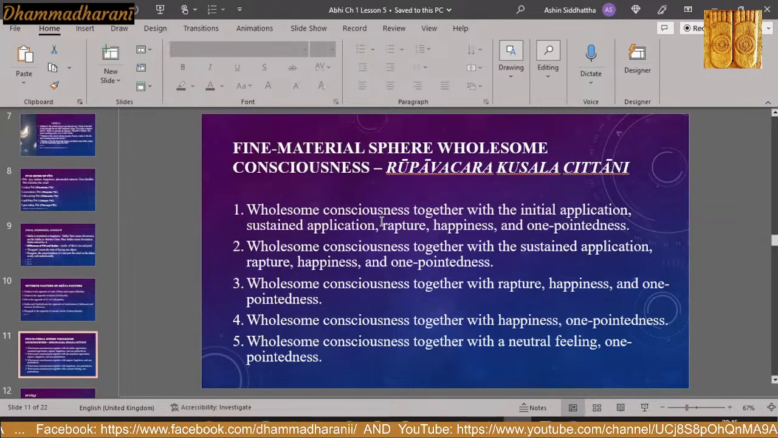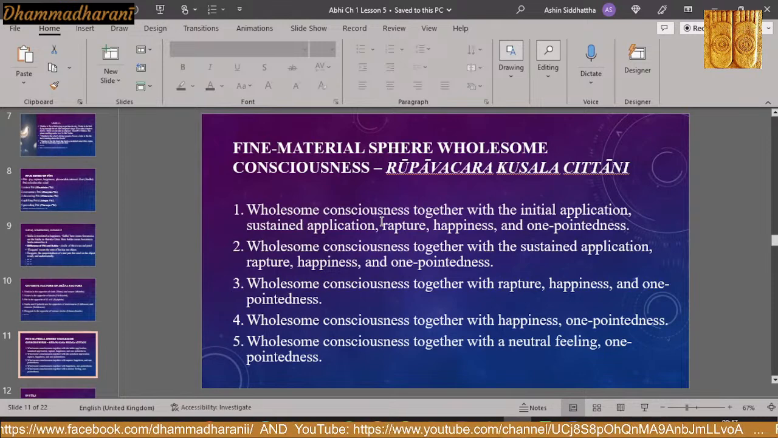Fourth jhana citta, wholesome consciousness together with happiness and one-pointedness. Happiness, sukha, one-pointedness, ekaggata. How many jhana factors? There are 2 jhana factors, sukha and ekaggata. The 5th jhana, wholesome consciousness together with a neutral feeling and one-pointedness. Here also 2 jhana factors.